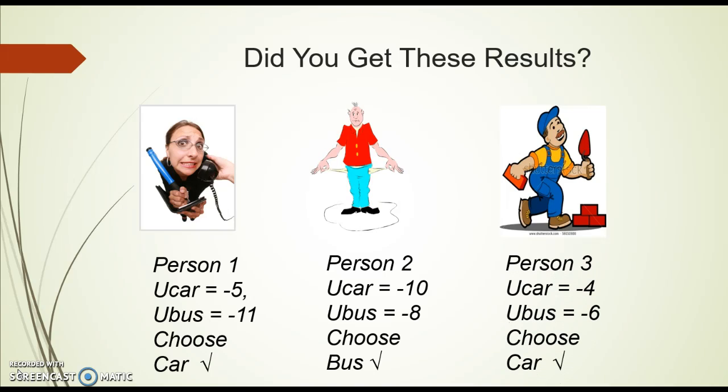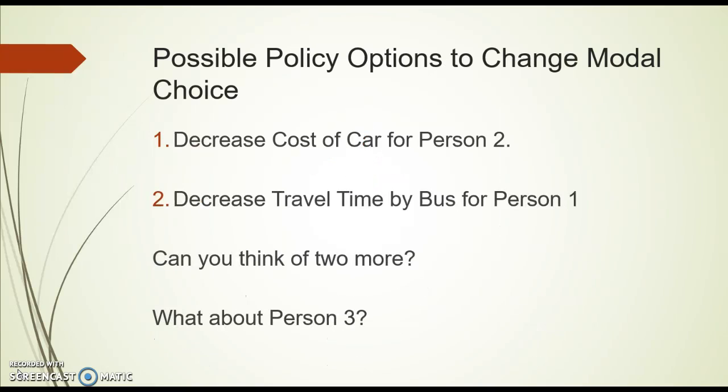Whereas for Steady Sam, his U car is -4, his U bus is -6, and as a consequence, he will choose car. So given those characteristics of the modes car and bus experienced by persons 1, 2, and 3, given the weights that they attribute to those things, we will see that their choices may vary. The question is, can we change those choices? What are the possible options we have for changing the modal choice of these individuals?